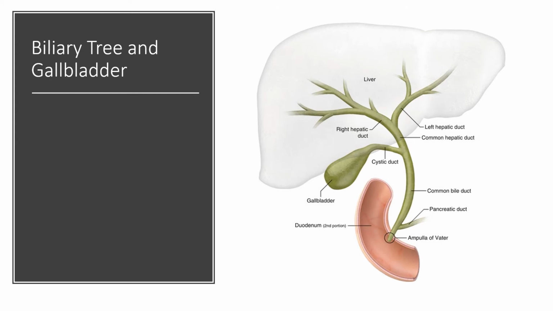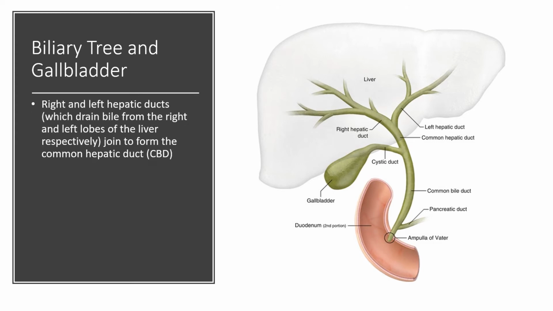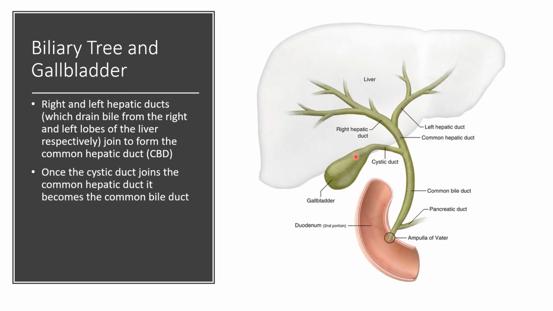Biliary tree and gallbladder. We have the right and left hepatic ducts, which drain bile from the right and left lobes respectively. These join together to form the common hepatic duct. Once the cystic duct joins with the common hepatic duct, it becomes the common bile duct. And this is the direction of bile flow. And then this common bile duct empties into the duodenum at the ampulla of Vater.